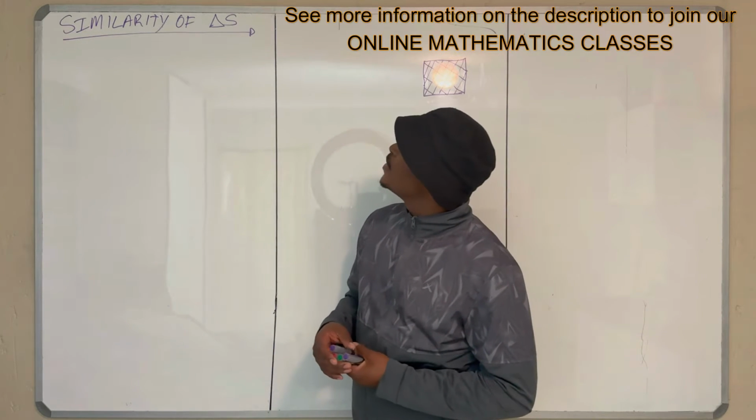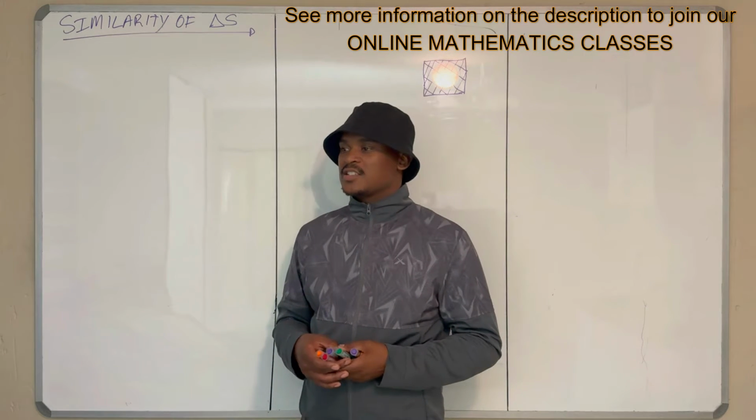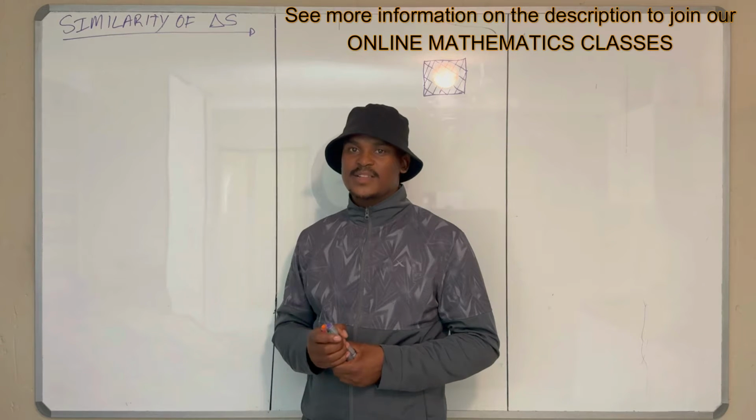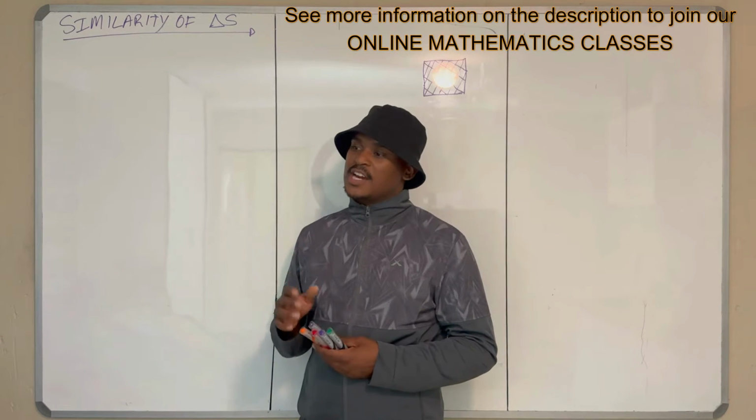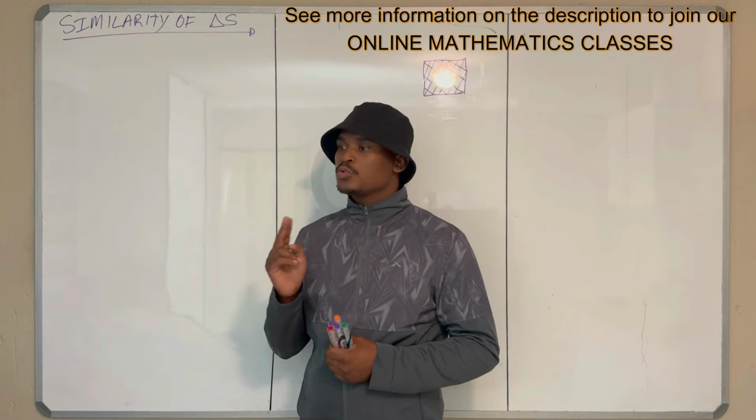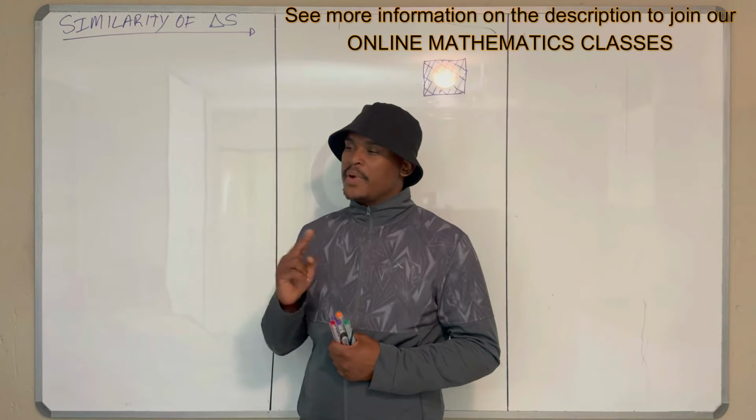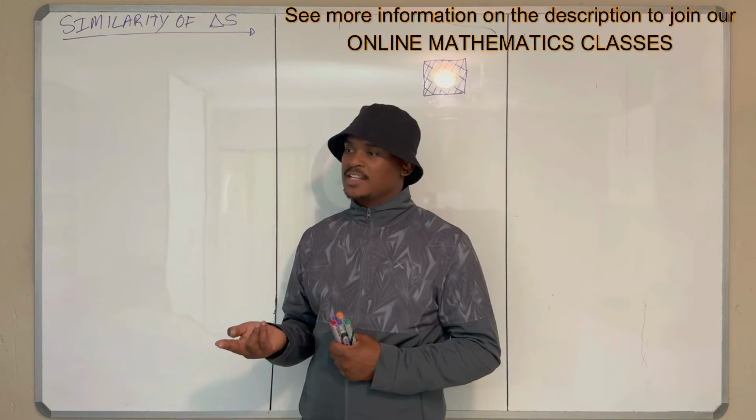So let's go. Similarity of triangles. What does it mean when you're saying two triangles are similar? If you're saying two triangles are similar, it means that those two triangles have the same shape but not necessarily the same size.